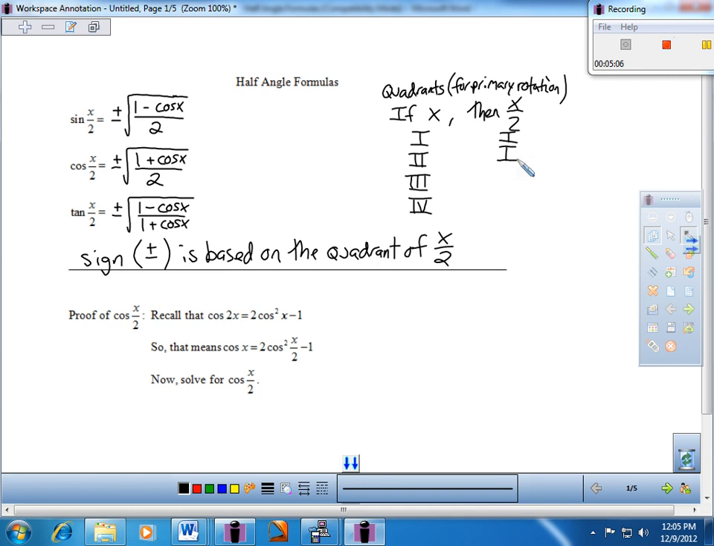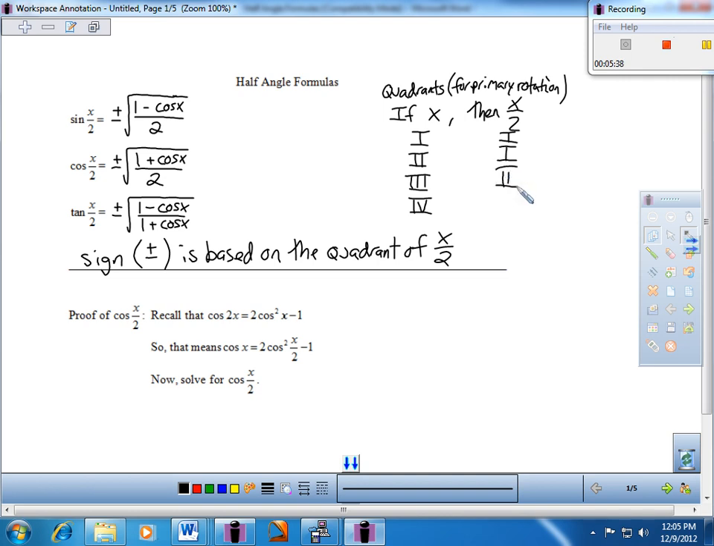Good. How about quadrant 3 now? Quadrant 3 angle. Pick any number between 180 and 270. Any number at all. When you take that number between 180 and 270 and take half of it, where does it end up? If I'm going to pick 200, that's easy for me. If I take half of 200, it's 100, which is in quadrant 2.